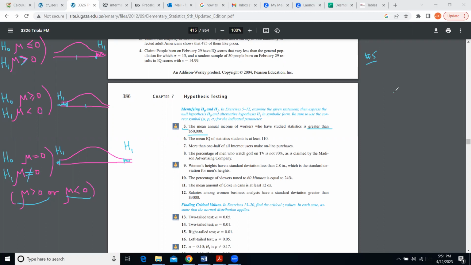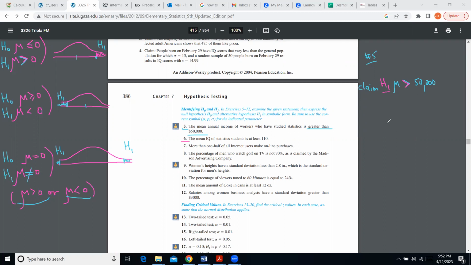So somebody says mean is greater than 50,000. People say that's what they claim. Somebody says, no, I totally disagree with that. Okay, you may agree, you may disagree, it may be a wrong claim. It doesn't matter to us. All I need is to put it in H1 because it doesn't have the equal sign. And that's the key idea here. So if you don't have an equal sign, it's H1. And that's it.